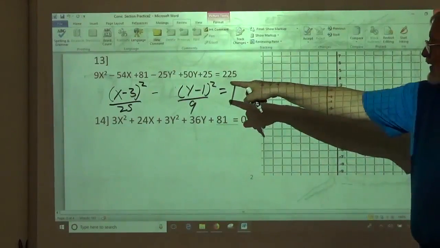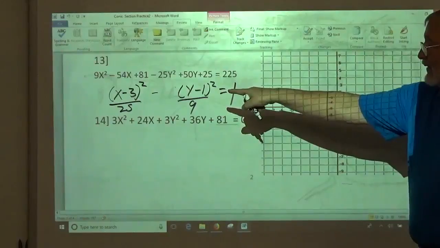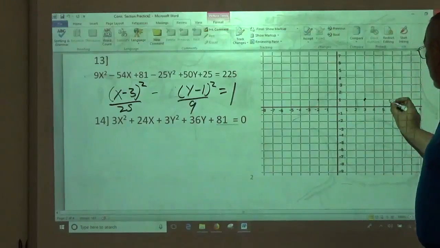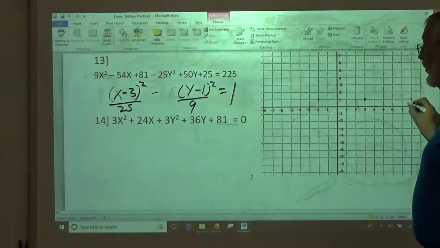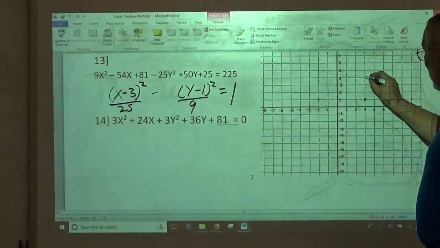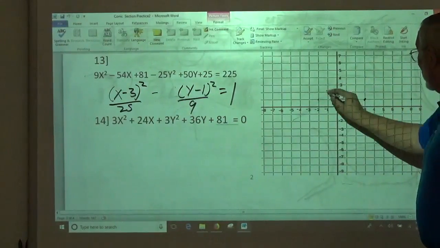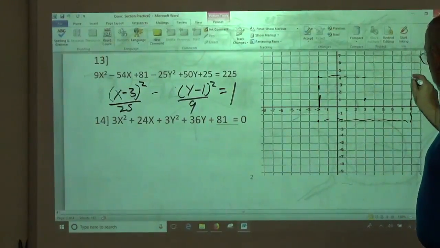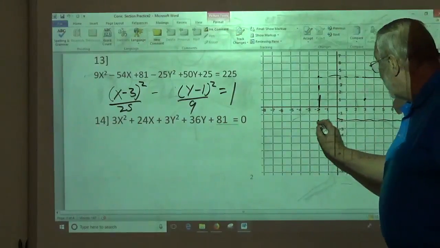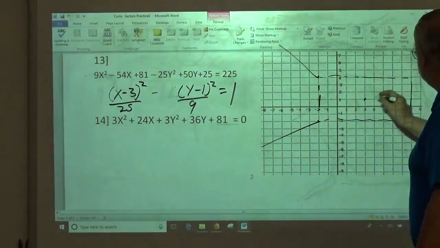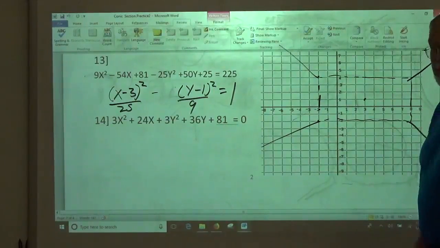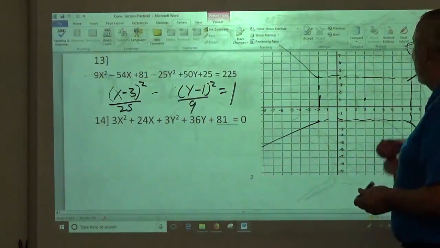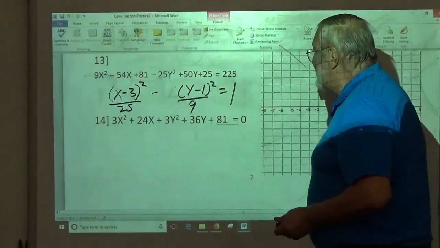Okay? Now, the x direction? 5. 3, 4, 5. We go here. And then 3, 4, 5 goes here. Y direction? Three. Up three. And down, 1, 2, 3. And so there's my box. Okay, and then diagonals go like this. The rest of it's easy. Right? Okay, makes sense?